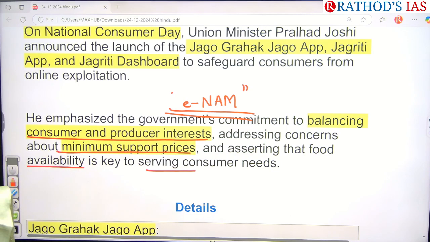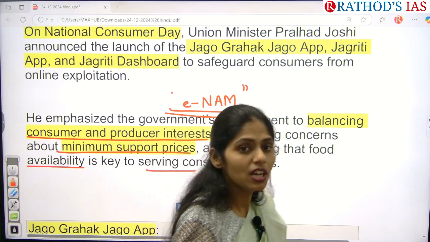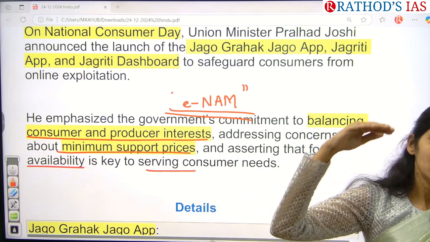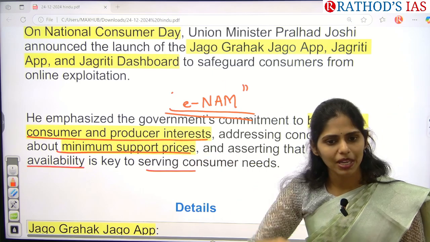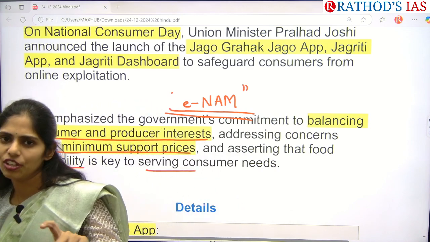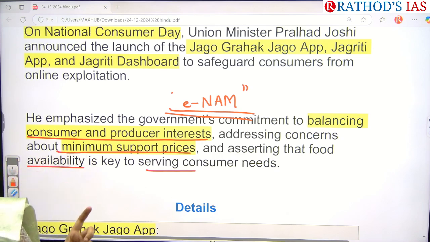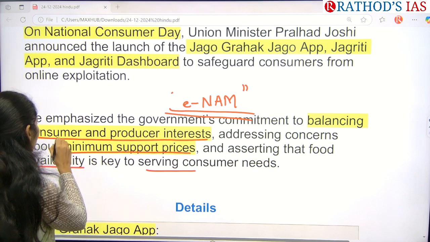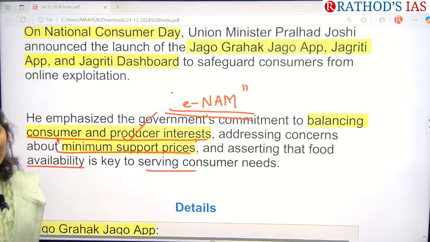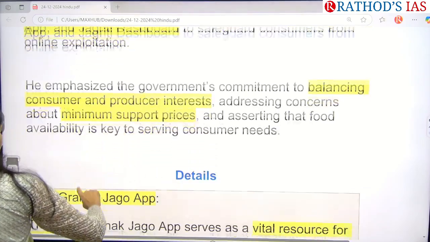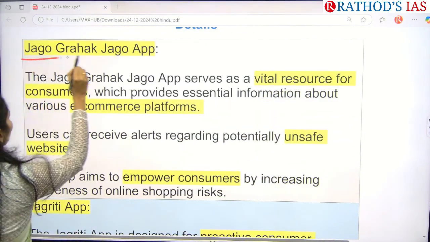Whenever farmers try to sell their produce on online platforms, because of the discount rates offered by tech companies, it will cause loss to the farmers, because sometimes the price may be less than the MSP. For example, they show a price of 9.99 and then give 75% off or 80% off. There will be more discounts like that, so it will affect farmers' income as well. These are the problems that can be addressed through these three platforms. And if you see some facts regarding these three, the first one is the Jago Grahak Jago app.